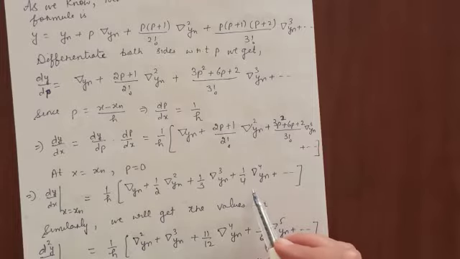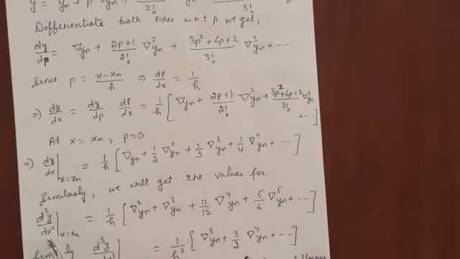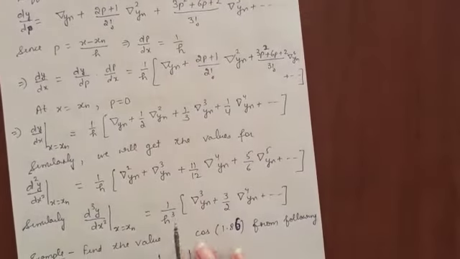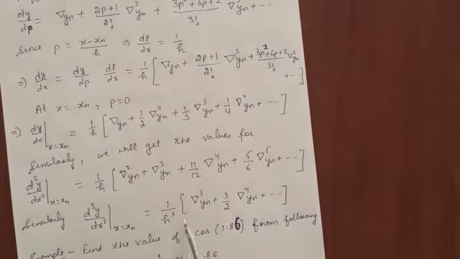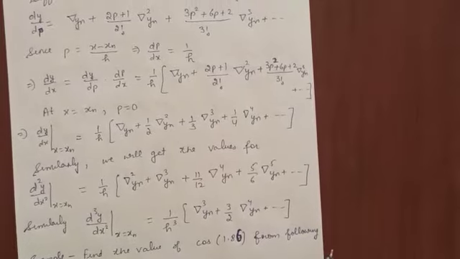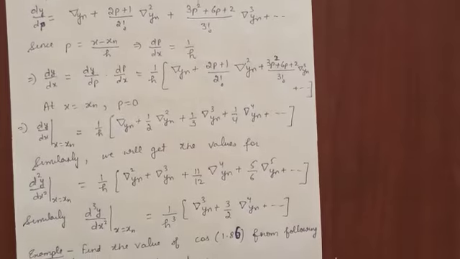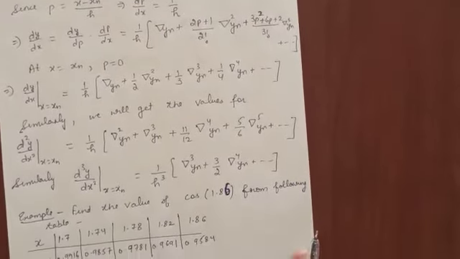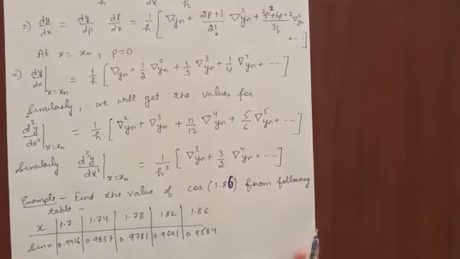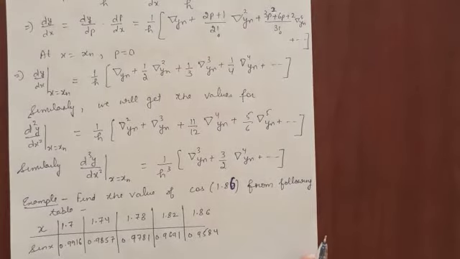Now similarly, we can find the formula for the second order derivative and third order derivative in this way. So these are all your formulas to find the derivative using the backward difference formula. Clear?